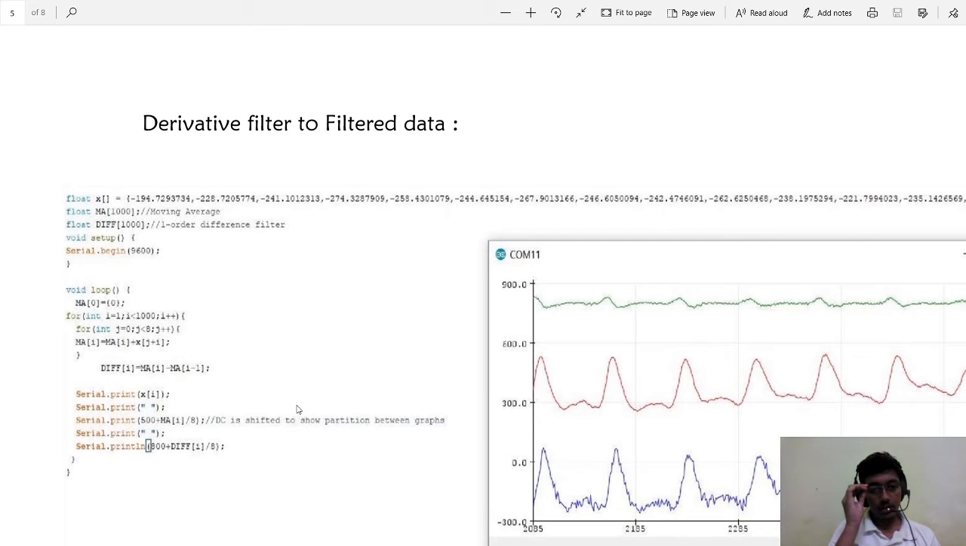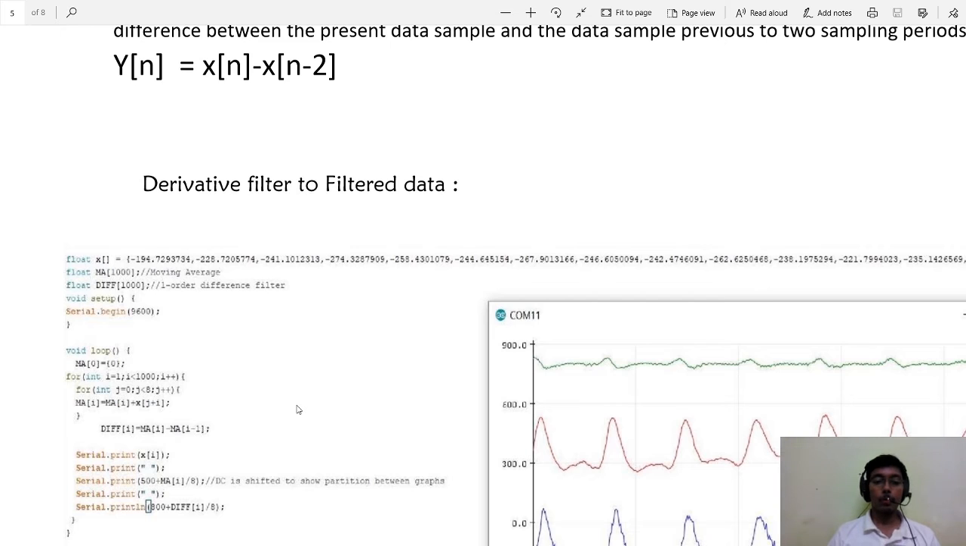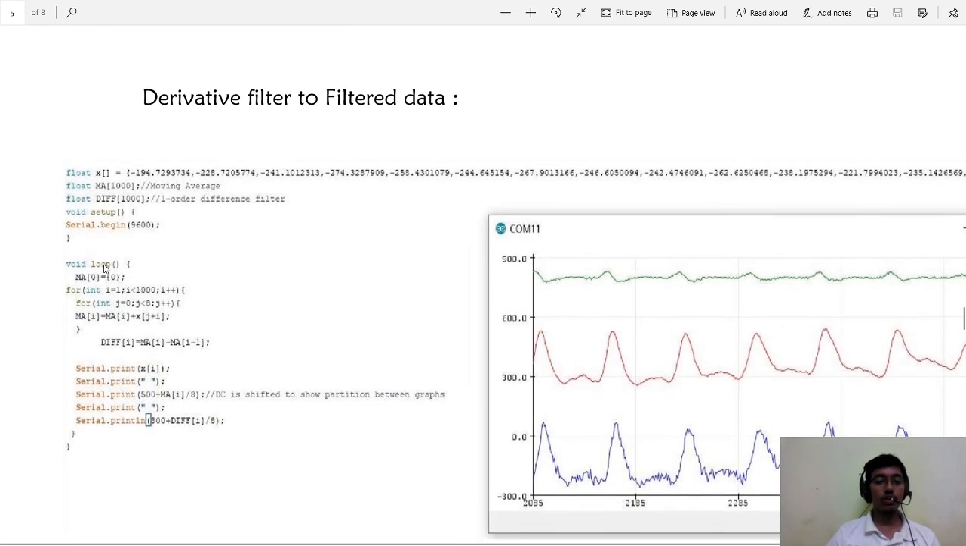We can apply this filter to emphasize the slopes in two different ways. One way, we can directly apply it to the raw data which we have taken at the starting, here the x of n, and we can also apply this filter to the signal which we have previously obtained, meaning the signal after we have passed it through the moving average filter of length 8. Okay, here I have done both.